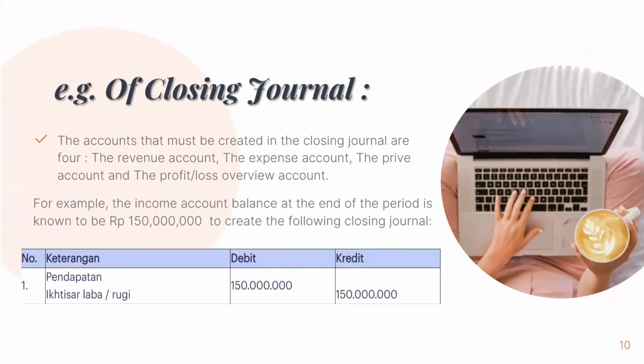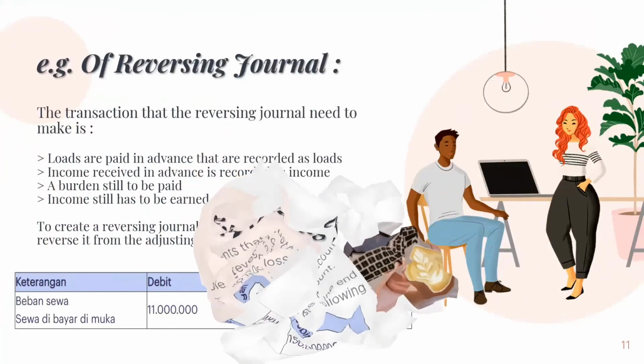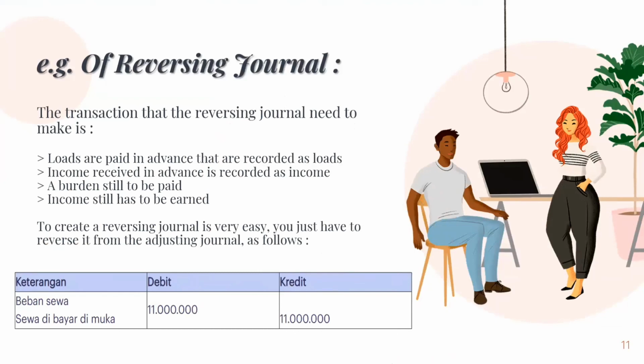The accounts that must be closed in the closing journal are the revenue account, the expense account, the private account, and the profit or loss summary account. This is an example of reversing journal.